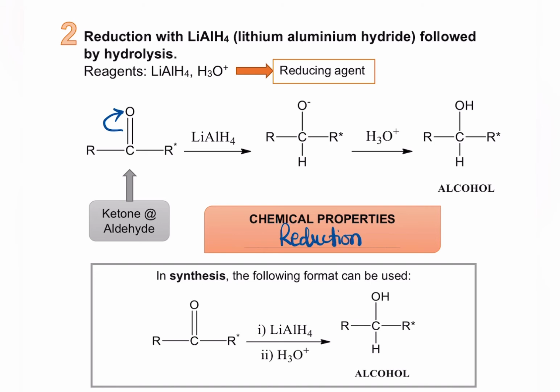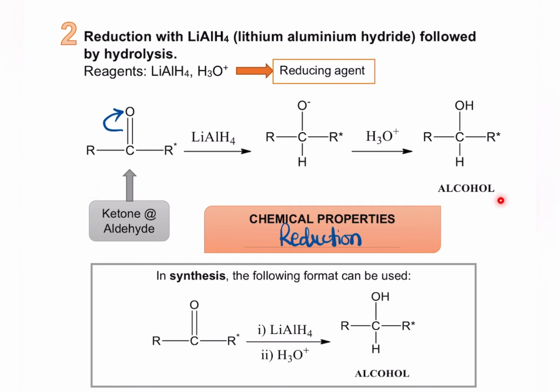And after that, you will undergo hydrolysis where you use H3O+, and that will form the final product, which is alcohol, where your O- will attach to hydrogen to form a hydroxyl group. So this is the final product for your ketone or aldehyde. Depending on which one you use, ketone or aldehyde, they will form secondary alcohol and primary alcohol respectively. If the question asks you to write the chemical equation, you are going to use this form.